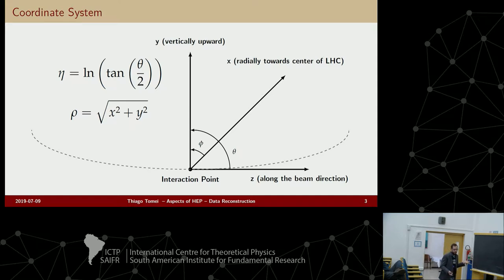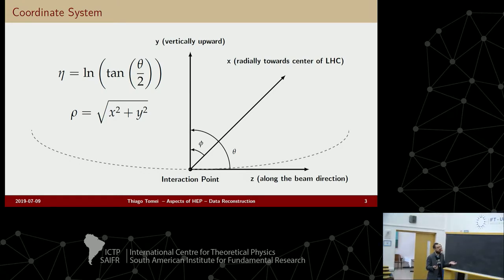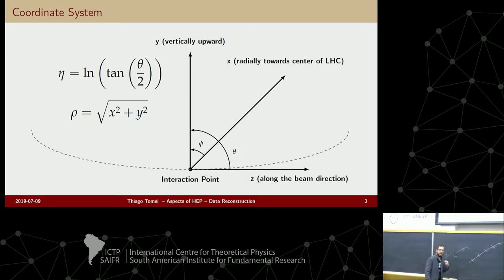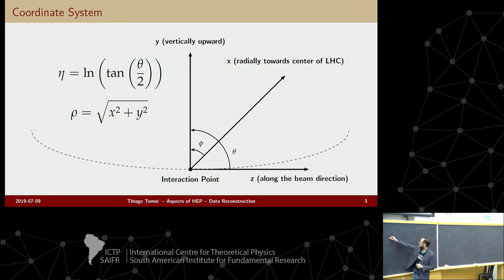You could use X, Y, Z, but that's not smart. Because you want to use the fact that you have this symmetry here, because the particles are coming in along this axis. And this would immediately give you the idea of using cylindrical coordinates, rho, phi, and z. Except that in hadron colliders, you don't know the actual starting energy, the initial momenta of the particles. Why is that? Because these guys that come here have some fraction of the momentum of the protons. And these fractions are unknown.